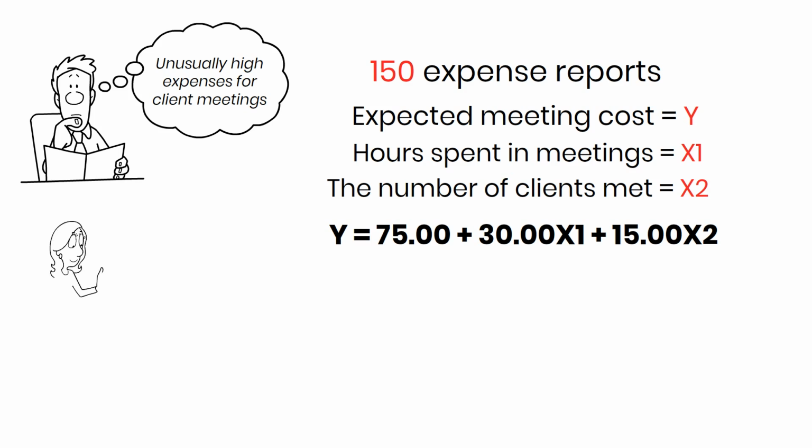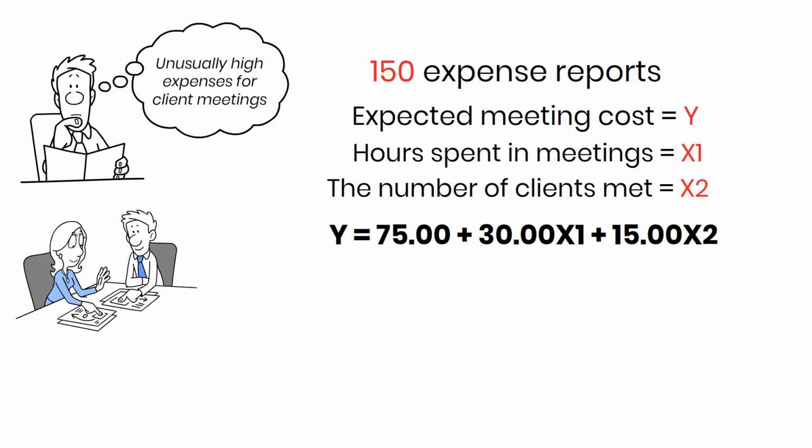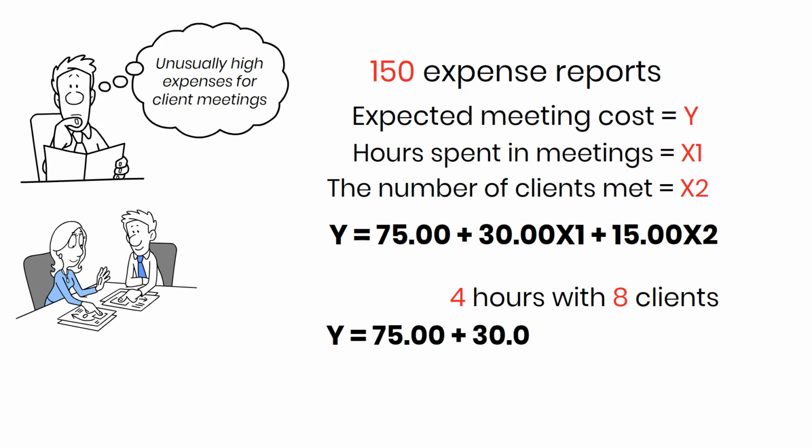Using this model, if Jane Doe reports a meeting where she spent 4 hours with 8 clients, the expected amount she should claim as expenses is calculated as follows. y equals 75 plus 30 times 4 plus 15 times 8, which equals $315.